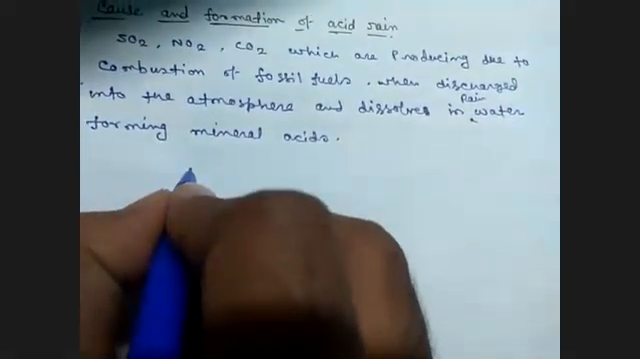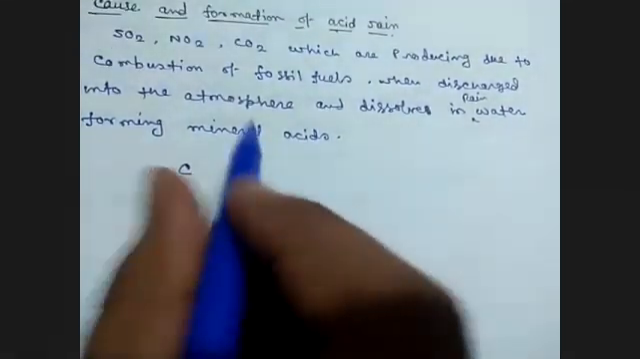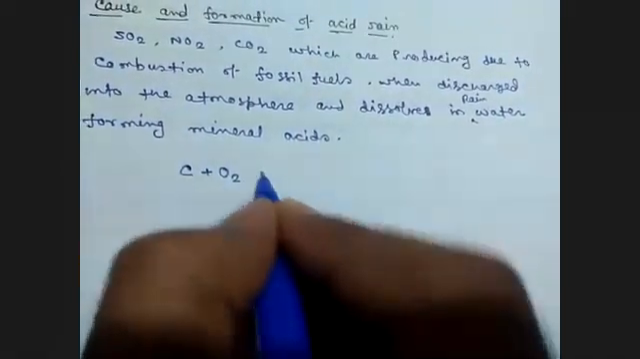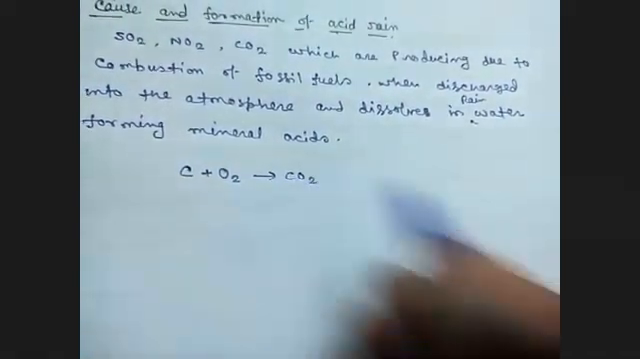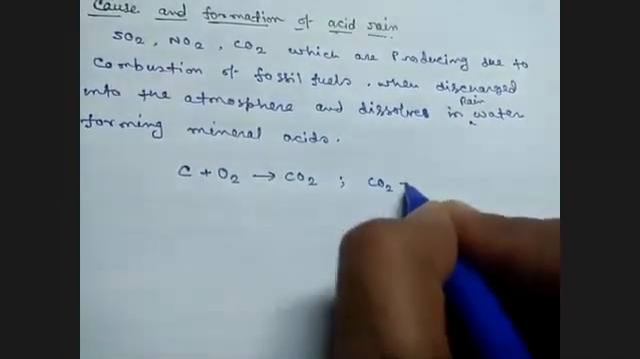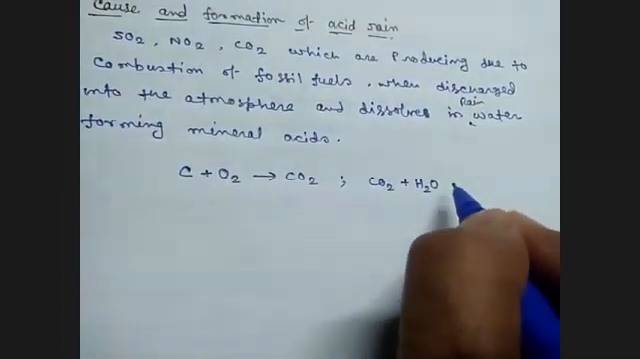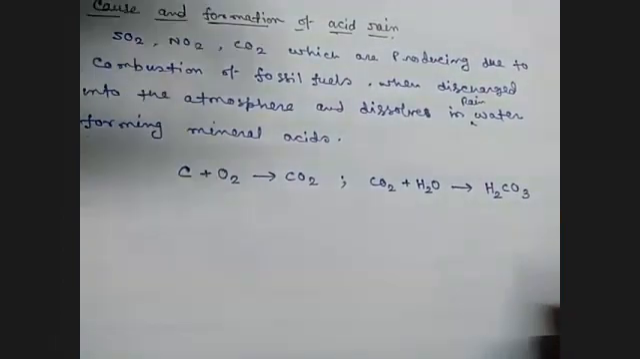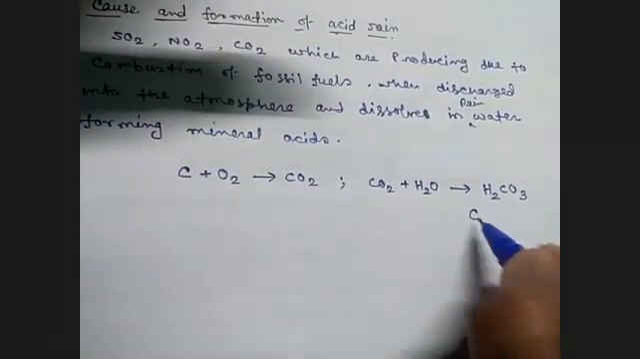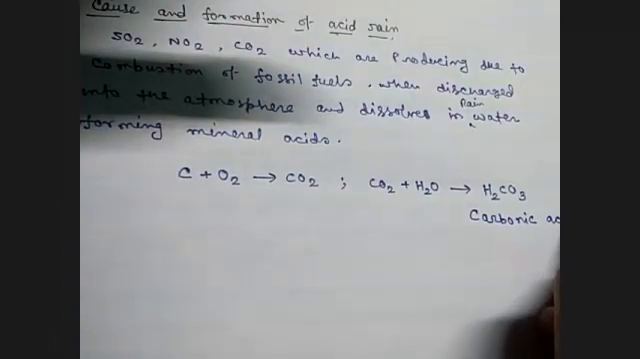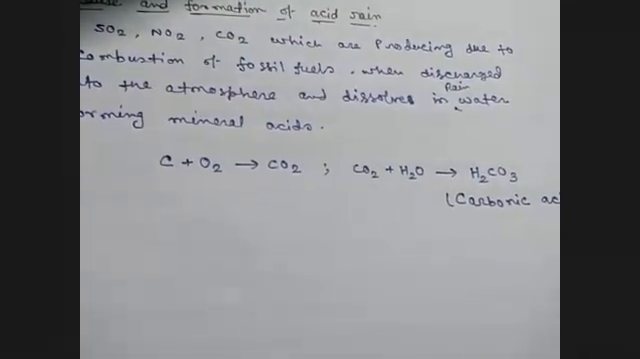Now look at here. Carbon present in those fossil fuels, when it combusts, will react with oxygen, so it will form CO2. Now this CO2 will dissolve in rainwater, so it will form H2CO3. That is carbonic acid. This is the weak acid.